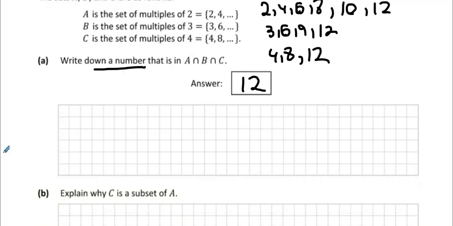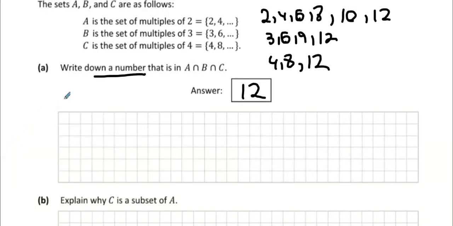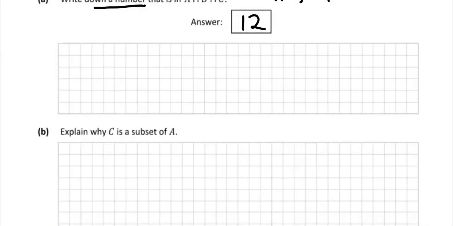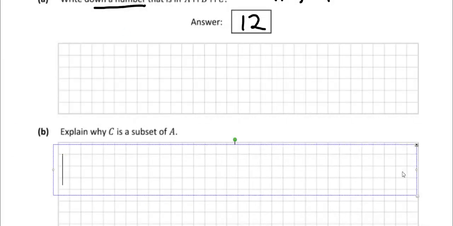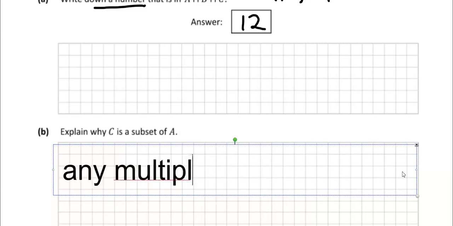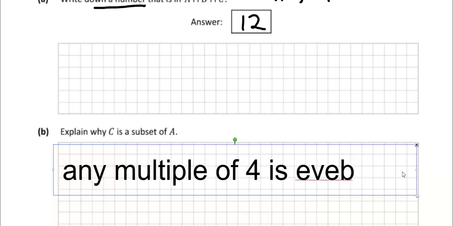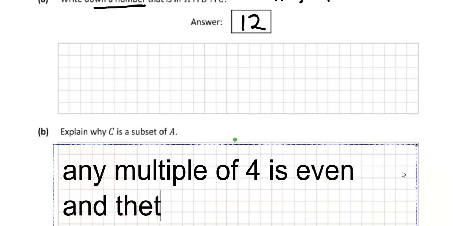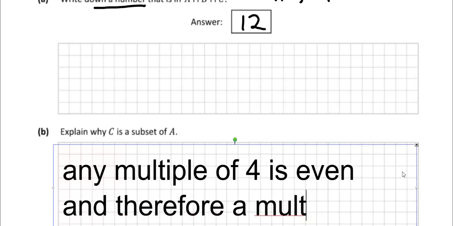Why is C a subset of A? Anything that divides into 2... Any multiple of 2 is also a multiple of 4. That's it. Any multiple of 4 is even and therefore a multiple of 2. Does that make sense? Yes. 4, 8, 12, 16, they're all even. They're all a multiple of 2. Any other ones? Is that it?